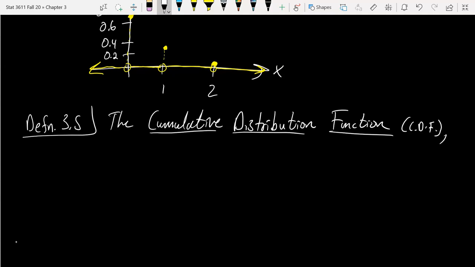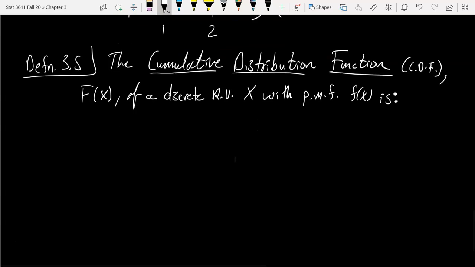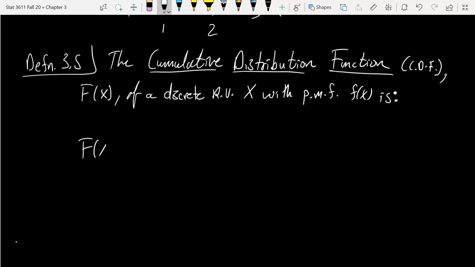The cumulative distribution function, we use the letter capital F of x for the cumulative distribution function of a discrete random variable, let's say capital X again. This is derived from the probability mass function of a random variable, which is, remember, denoted little f of x. The CDF, capital F of x, is equal to the probability that X is less than or equal to little x.